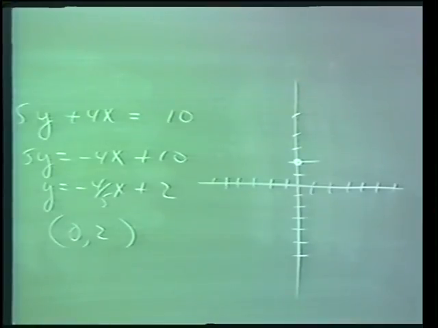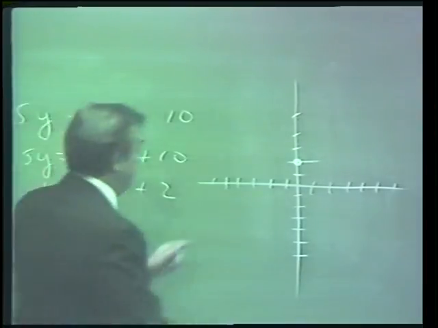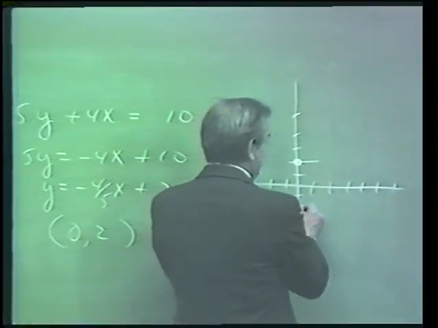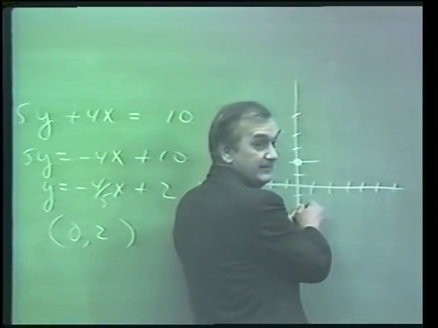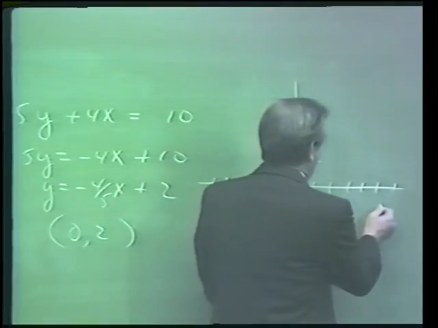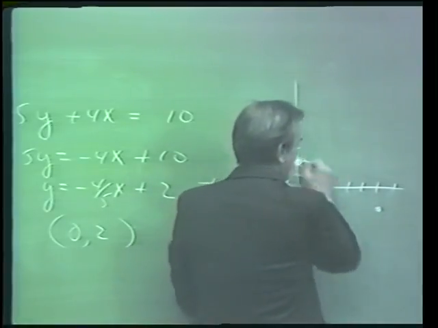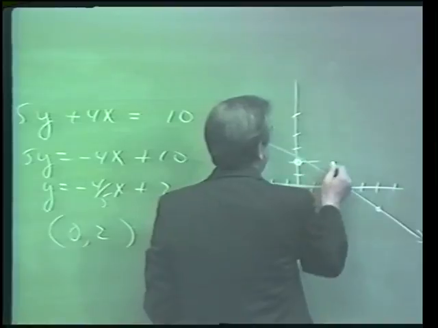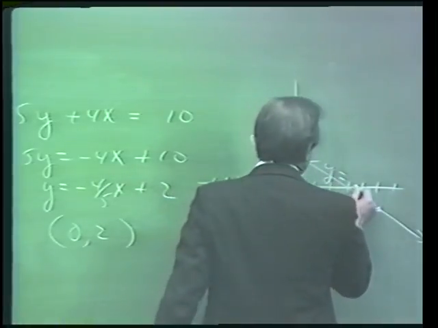We now take a look at the slope. The slope of our line is negative 4/5. So that says from this point, what should we do? Go down 4. 1, 2, 3, 4. Then what? Right 5. Always to the right. And there is the line. Put the name of the line on the line.